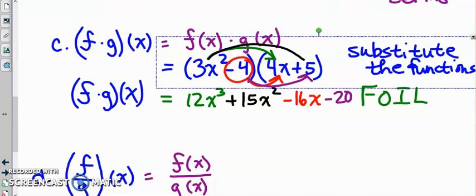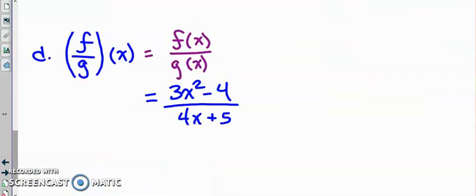Oh, never mind. I'll write that down here. We're substituting the functions again. That's all we're doing.